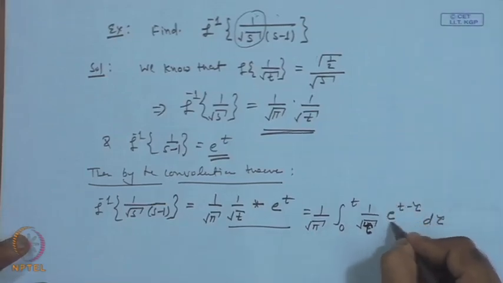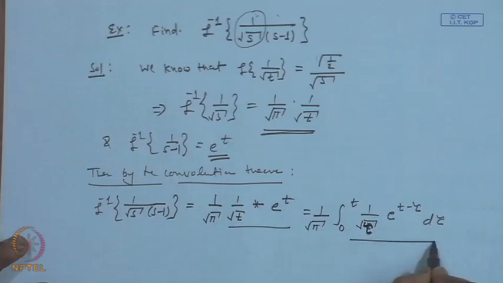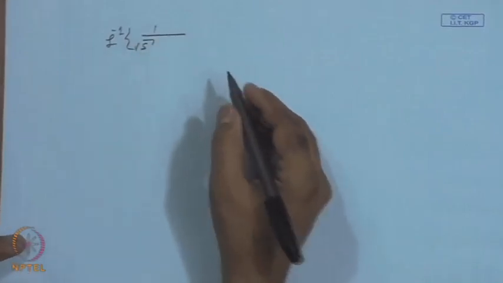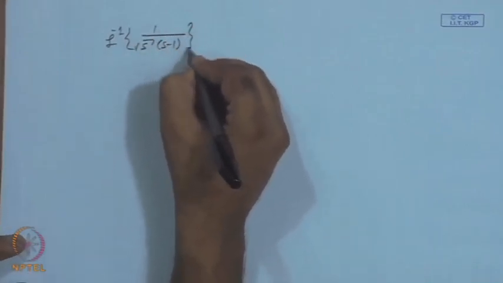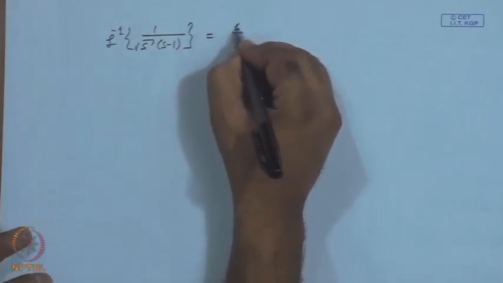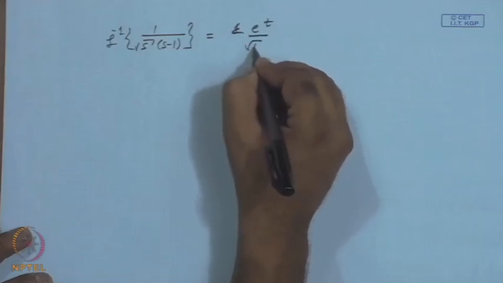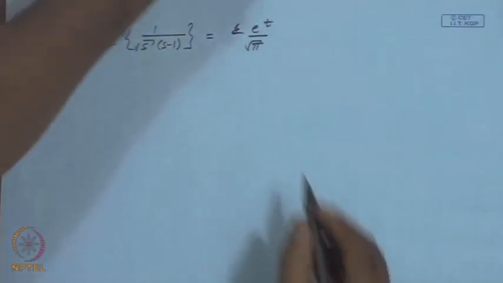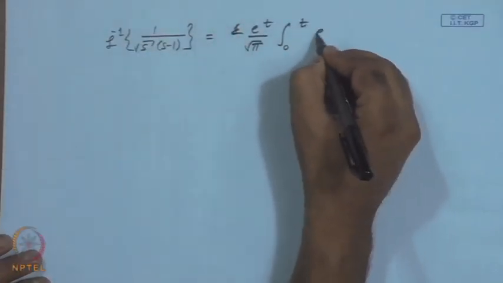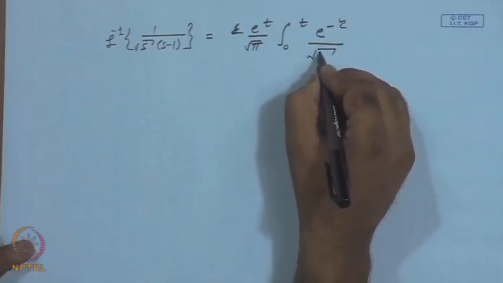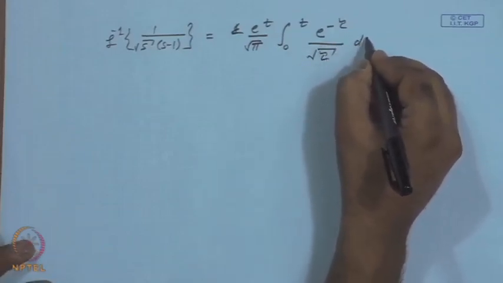Now, e power t is a constant again, so we can take it out of this integral. So, we get now the Laplace inverse of 1 over square root s and s minus 1 is equal to e power t over square root pi. So, e power t we get from here, square root pi is there already, then we have the integral from 0 to t of e to the minus tau over square root tau d tau.